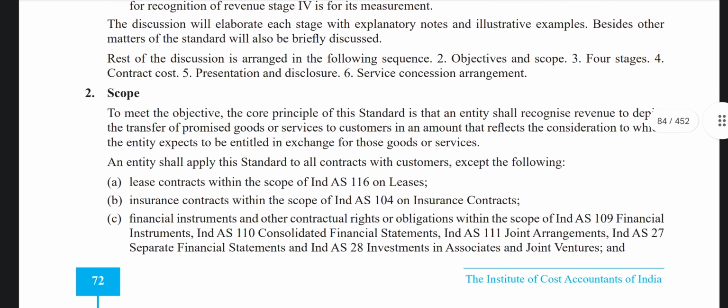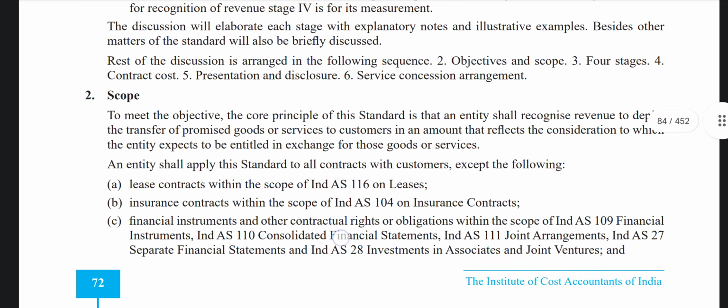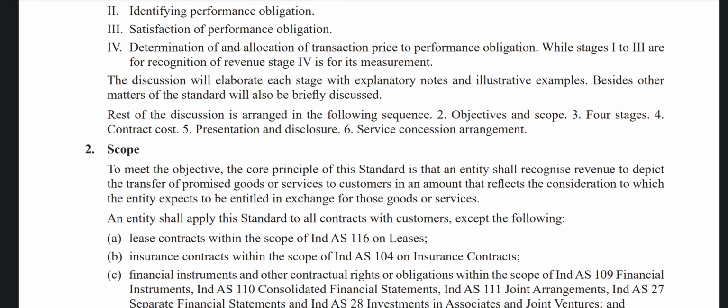Presentation and disclosures, what type of presentation and disclosure should be made, and service concession arrangement. These topics, in this sequence, we will see in further chapters.